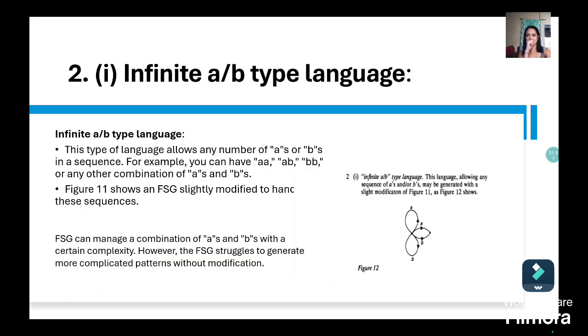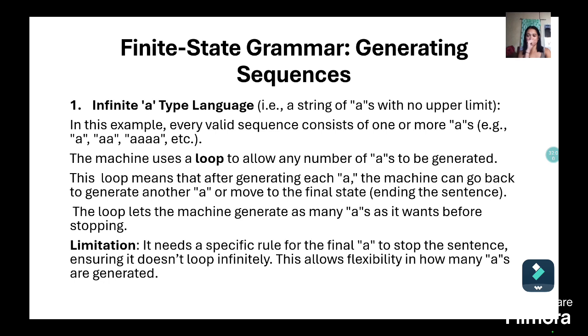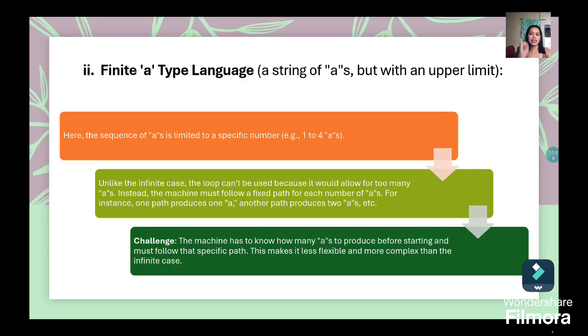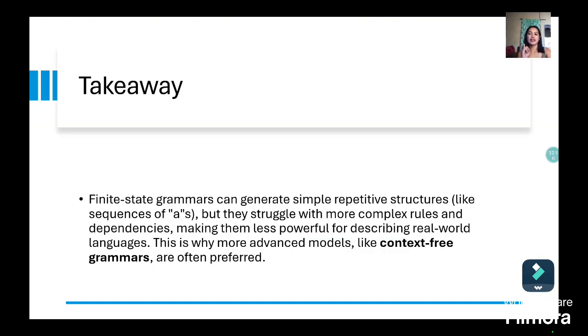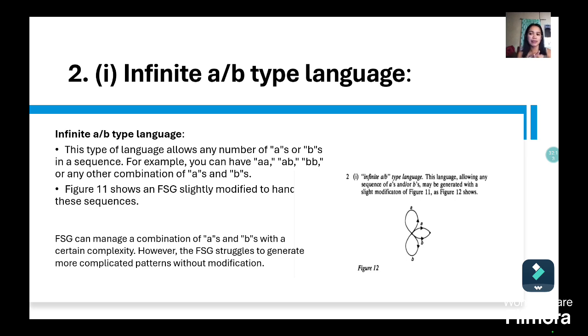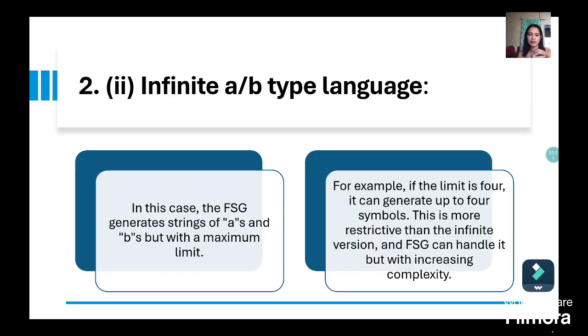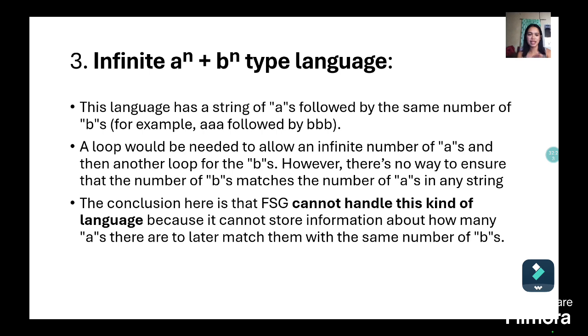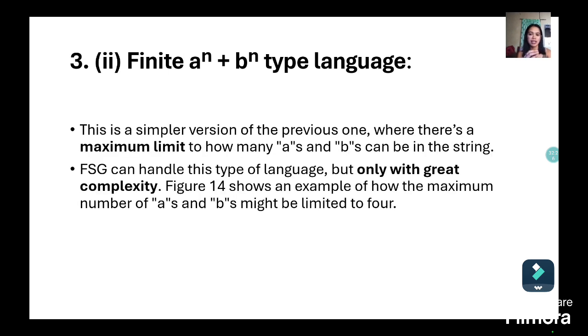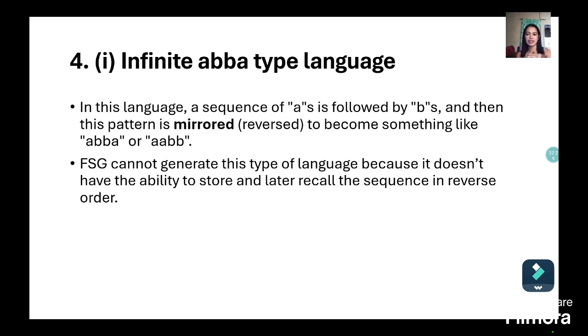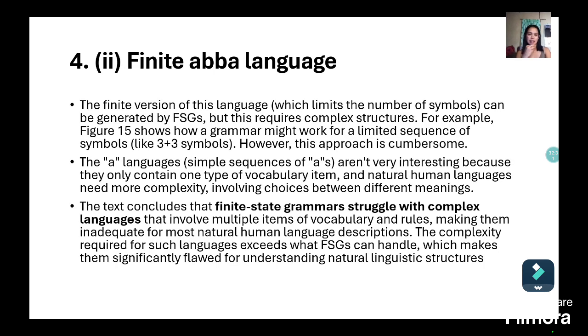So that's the discussion of finite state grammar generating sequences. First is the infinite A type of language, finite A type language. Next is the infinite AB type of language, finite AB type of language, infinite A^n B^n type of language, finite A^n B^n type of language, and the last one is the infinite ABBA type language, and finite ABBA language.